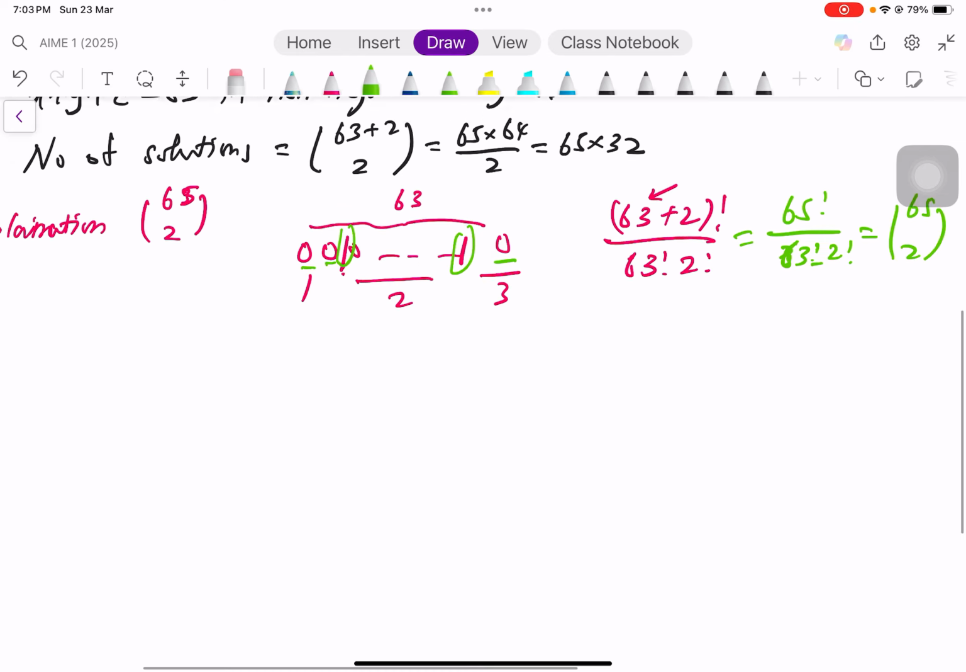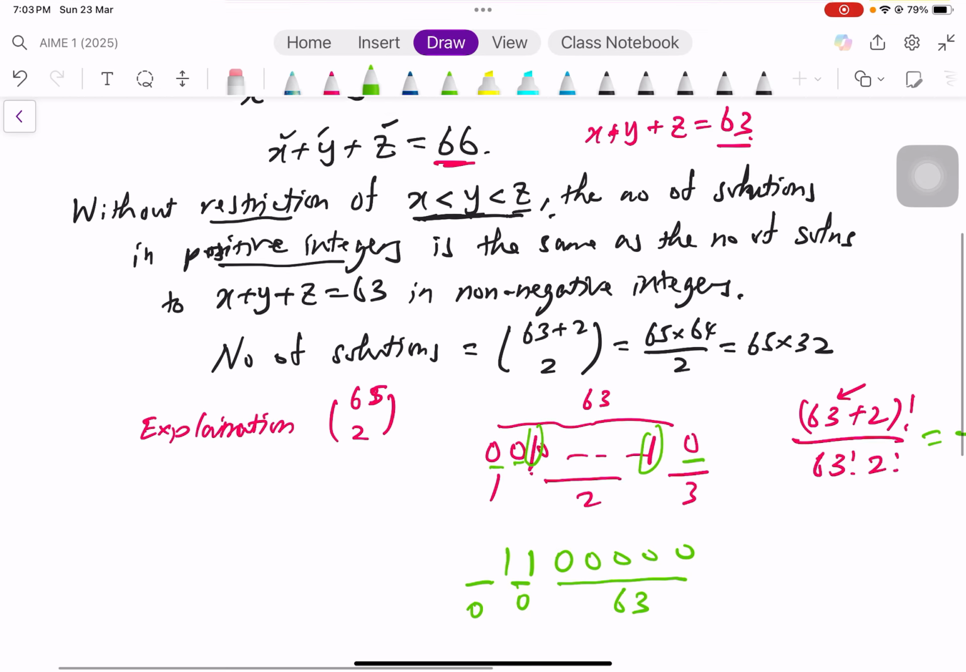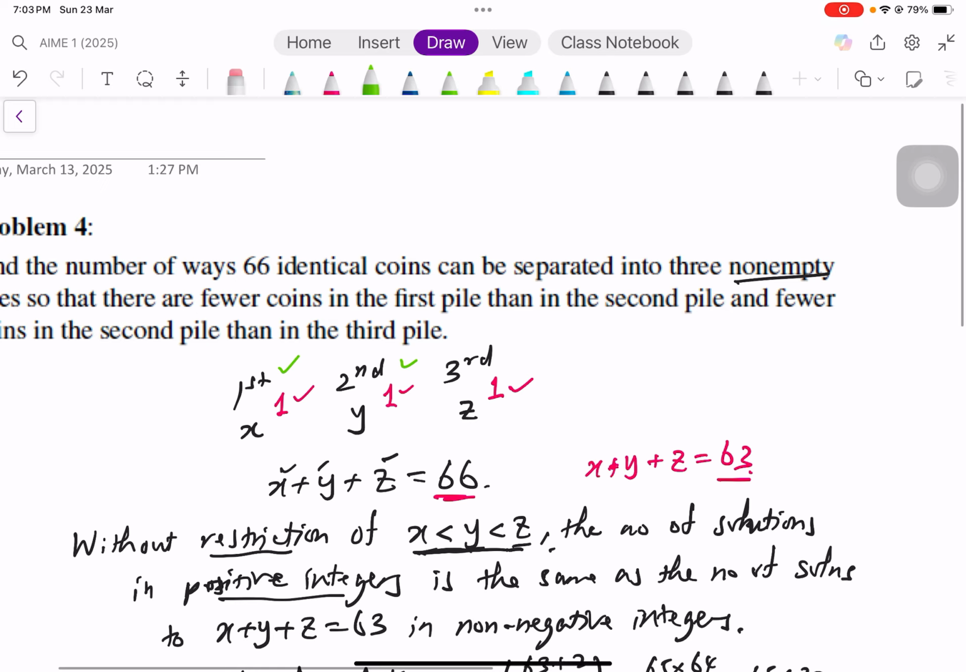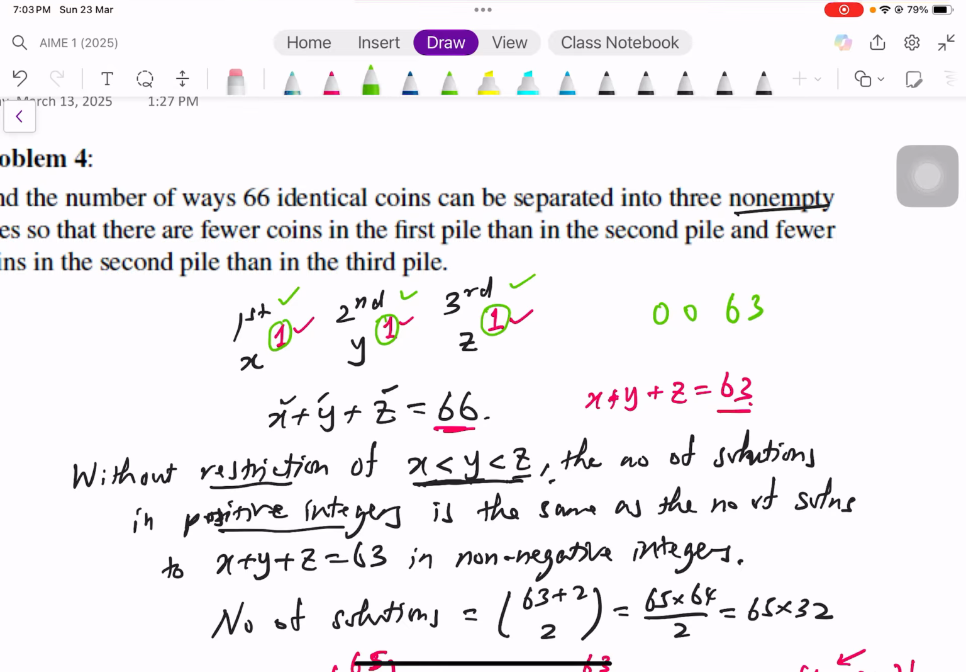And can you see that the 2 bars can be like this? Because what does it mean? That means the first pile you got no coin, 0 coins, second pile 0, and then the third pile is 63. It's possible, right? Because don't forget that we already fulfilled the criteria that the piles are non-empty, because you have 1 coin here, 1 coin here, and one coin here. And suppose you have 0, 0, 63. What does it mean? That means the original question, with positive integers, is actually 1, 1, 64, which sums to 66. All right.